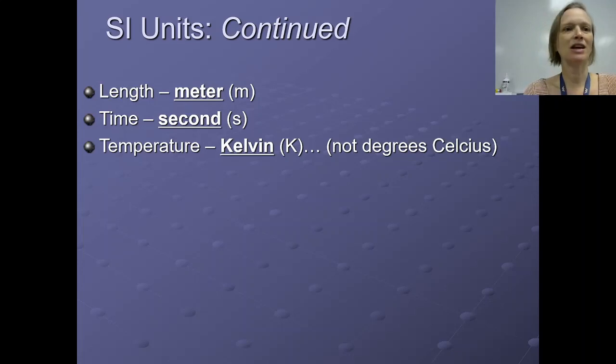The reason we measure temperature in Kelvin, not degrees Celsius, is because the 0 Kelvin actually has real meaning in the universe. 0 Kelvin is absolute zero, where all particle motion stops. And so the Kelvin system is based off of something that has universal meaning as opposed to degrees Celsius. Degrees Celsius is based off of the freezing point and boiling point of water, which is handy for humans. We like water. It's important to life, but it doesn't have the same kind of universal application as the Kelvin scale has.